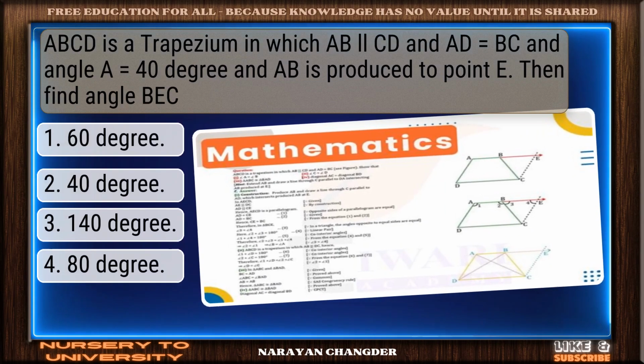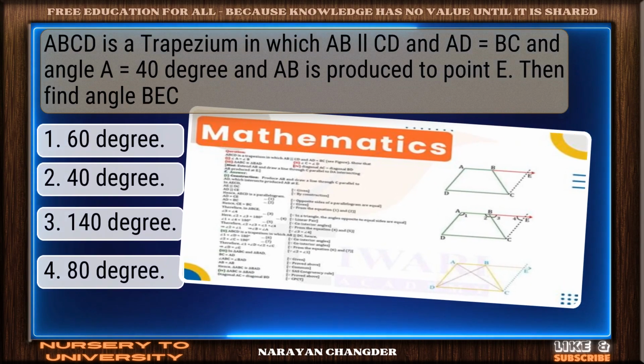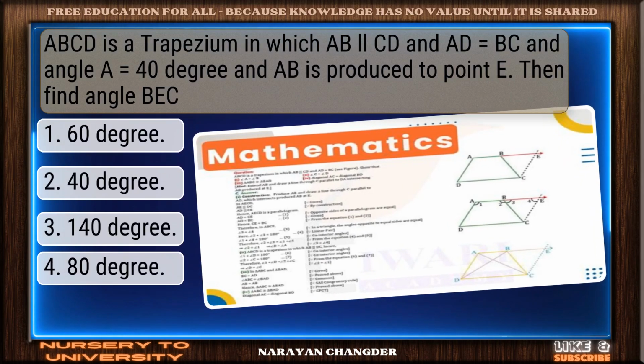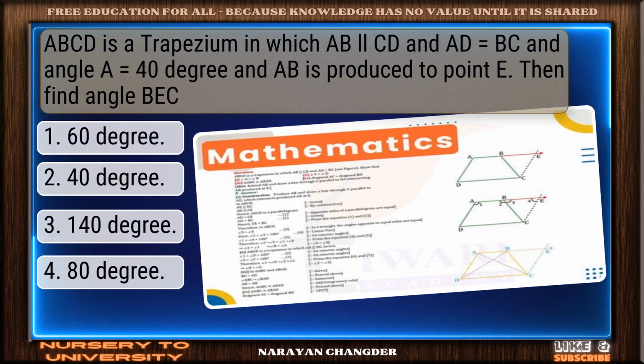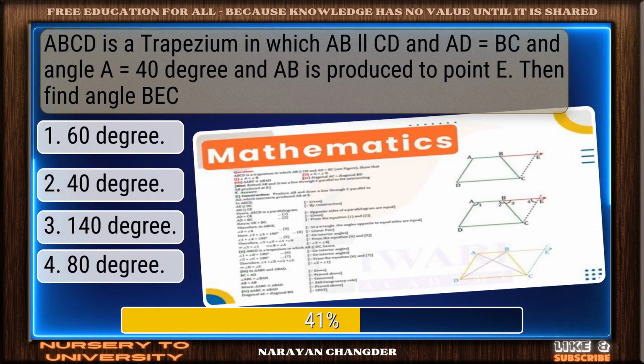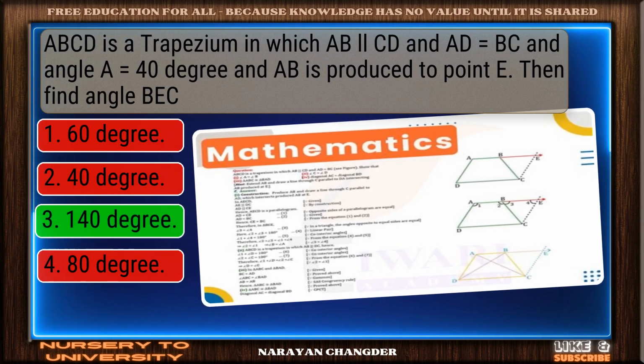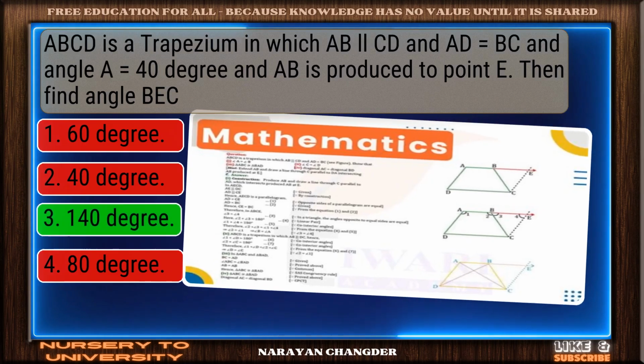Question number 35. ABCD is a trapezium in which CD and AD equal BC and angle A equals 40 degrees, and AB is produced to point E. Then find angle BEC. Smart move. 140 degrees is an accurate answer.